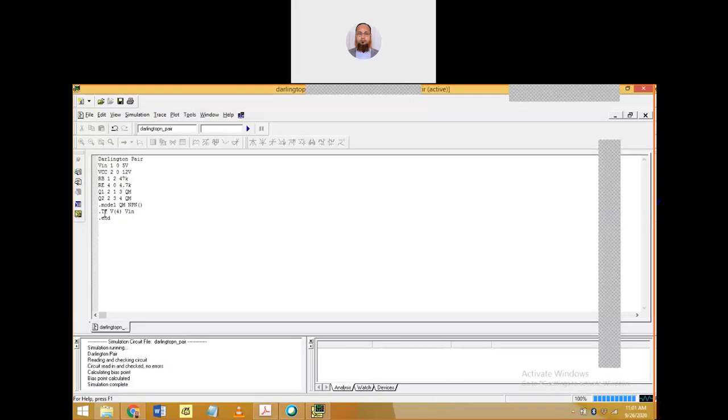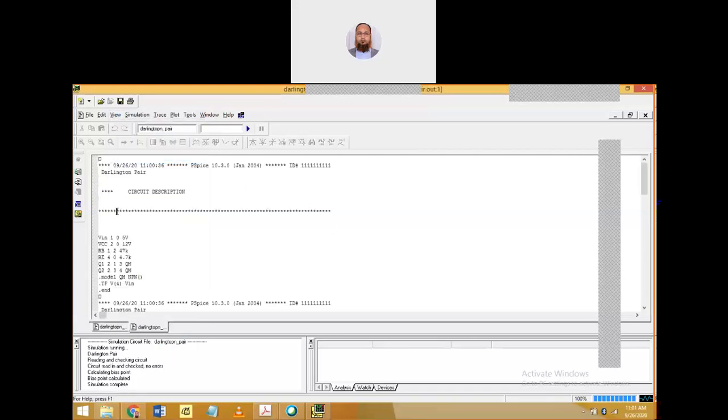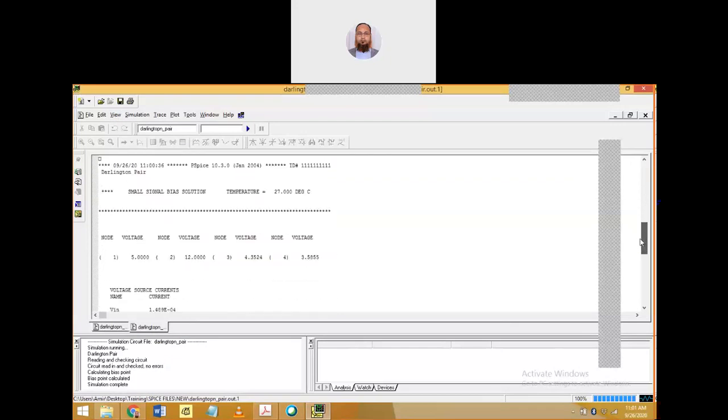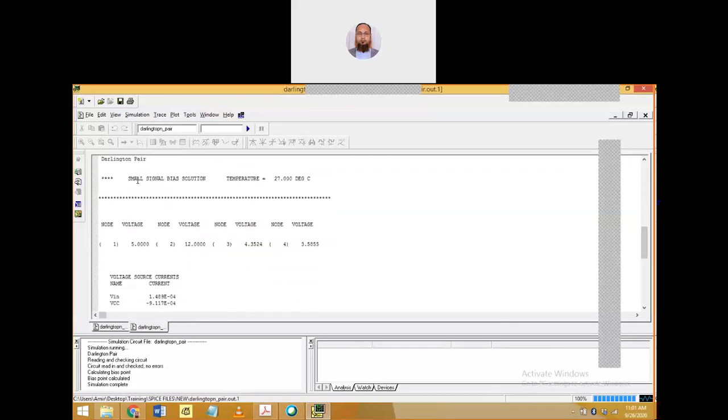So for this circuit, what is the input resistance? As you can see, the simulation is complete, but we didn't get any output or the black window, because we didn't apply the .probe command. So where is the output? Go to View and check the output file. This is our circuit, BJT model parameters, and the small signal bias solution. You see that the small signal bias solution came.